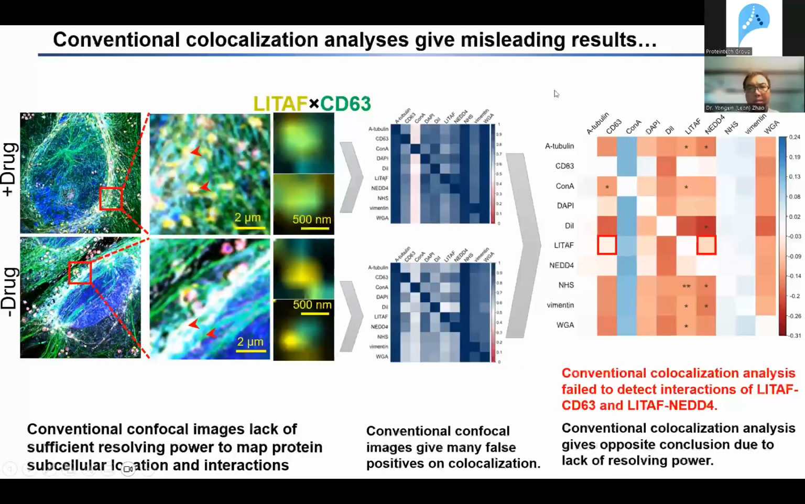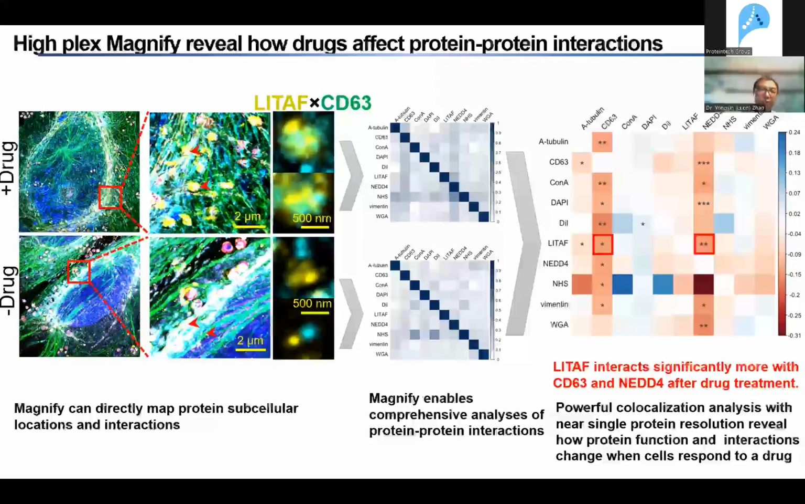This is like a heat map that highlights all the interactions between all the other proteins, right? Because we have 10, this is a 10 times 10 matrix showing the colocalization index. And you can see that most of them seem to overlap with each other, because of the low resolution provided by the conventional microscope. So of course, if you try to do the study, because we have 2 conditions, you will conclude that there's no interaction change between LITAF and CD63, and LITAF with another protein that we care about, which is NEDD4. So no change. However, the story looks very different if you use microMagnify.